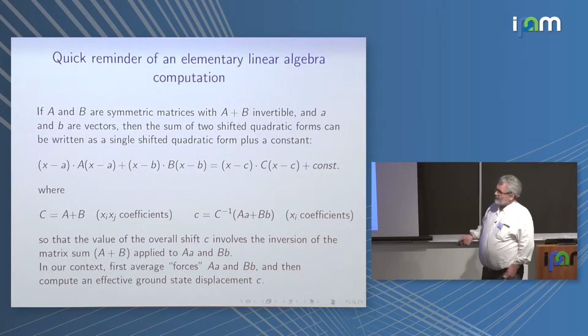And the way we're going to apply that is, this is like a quadratic energy. So you should think of x as a set of coordinates, strains, and then there's going to be a rest state, a minimum energy state, and A is going to be a stiffness matrix, and that's an energy. But a stiffness matrix times a displacement is like a force. I mean, there's rotations and stuff, so I'll put it in quotations. So the point is, to get the effective ground state of a sum of two quadratic energies, you actually average the forces, Aa and Bb, and then you compute an effective ground state displacement by doing that.